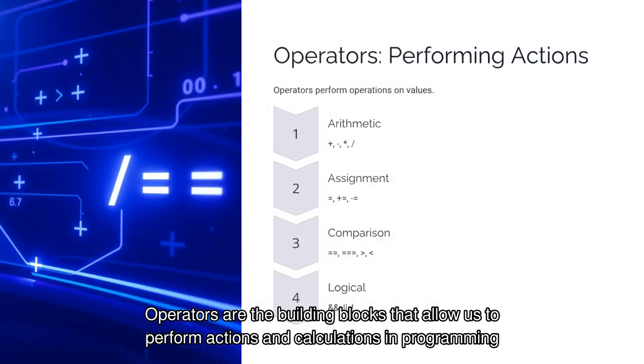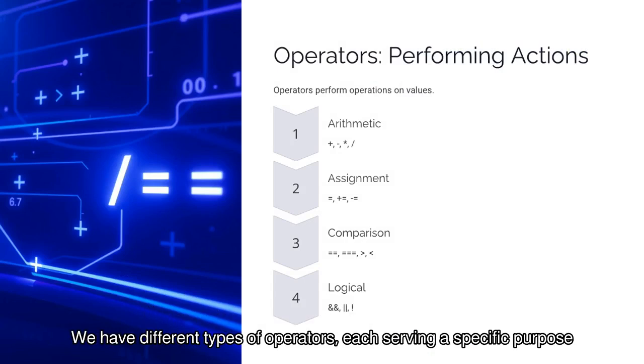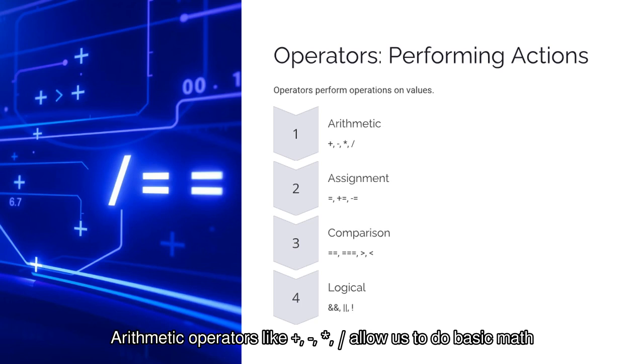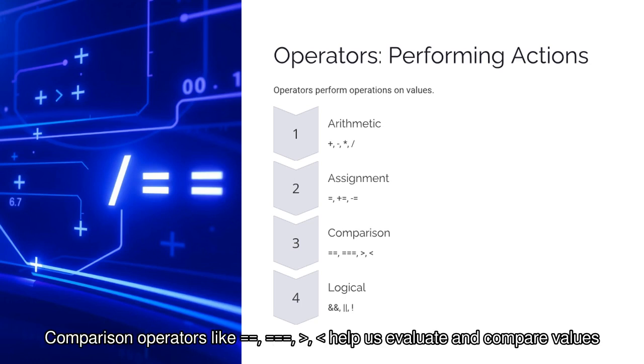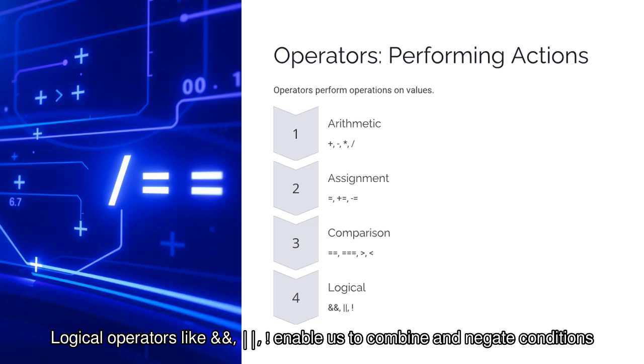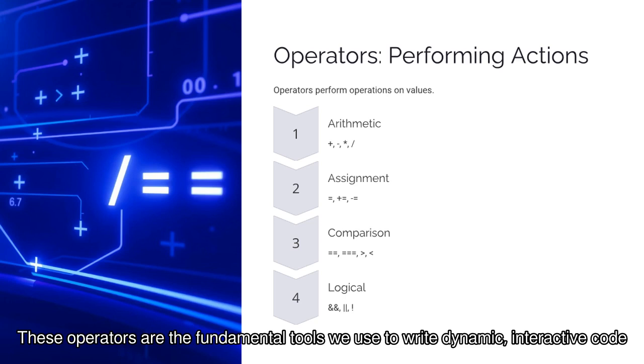Operators are the building blocks that allow us to perform actions and calculations in programming. We have different types of operators, each serving a specific purpose. Arithmetic operators like plus, dash, asterisk, slash allow us to do basic math. Assignment operators like equals, plus equals, dash equals let us store and update values. Comparison operators like equals equals, equals equals equals help us evaluate and compare values. Logical operators like and enable us to combine and negate conditions. These operators are the fundamental tools we use to write dynamic, interactive code.